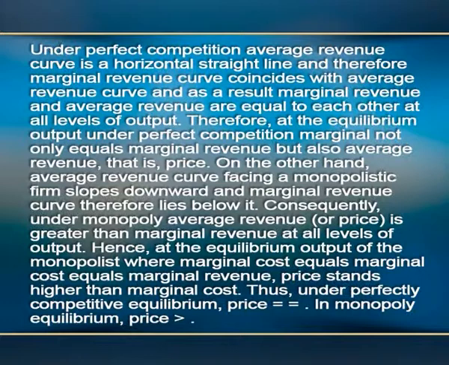On the other hand, the average revenue curve facing a monopolistic firm slopes downward and the marginal revenue curve therefore lies below it. Consequently, under monopoly, average revenue or price is greater than marginal revenue at all levels of output. Hence, at the equilibrium output of the monopolist, where marginal cost equals marginal revenue, price stands higher than marginal cost. Thus, under perfectly competitive equilibrium, price is equal to MR equals MC. In monopoly equilibrium, price is greater than MC.